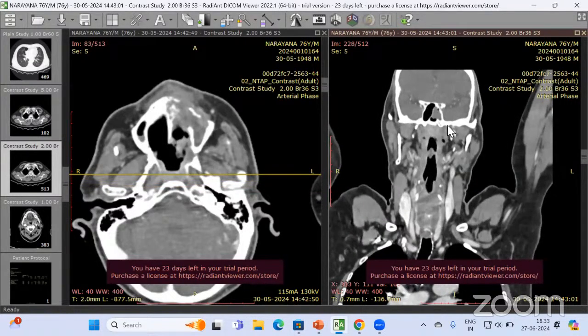And sir, this is the region of foramen rotundum, and this is the region of Vidian canal, sir. And there is some opacity in the sphenoid. Next, there is a homogeneous opacity in the left sphenoid sinus on the left side, sir.